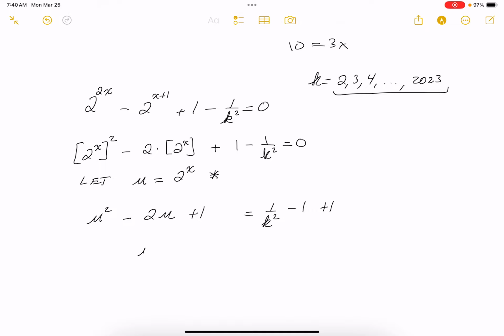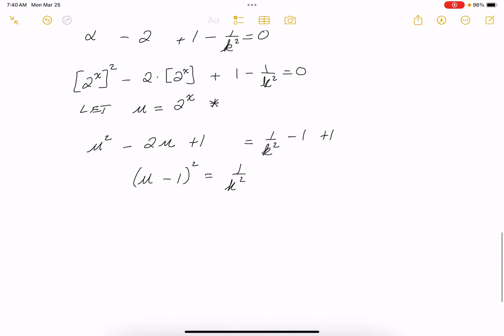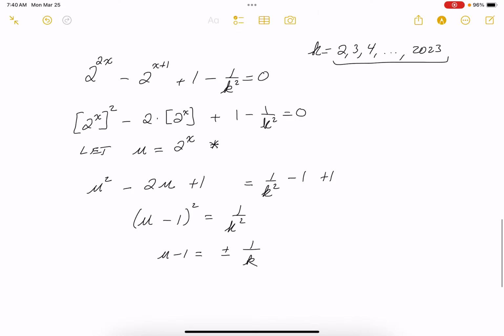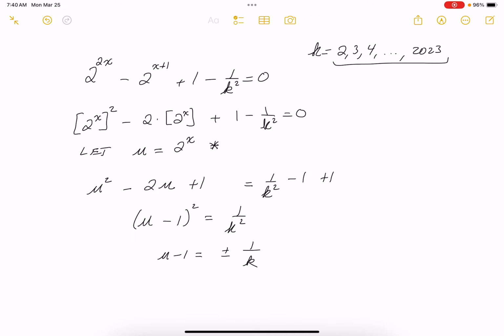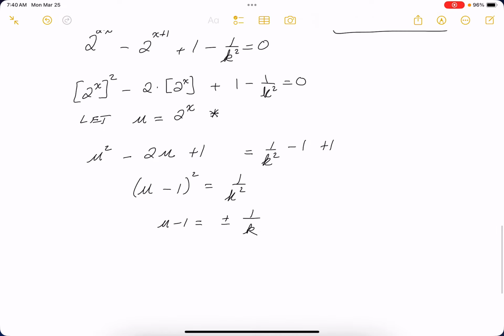So now what do I get? I get u minus 1 quantity squared is 1 over k squared. All right? Now, certainly, I'm looking at this thing, and I'm wondering what to do now, and it looks like I can solve for u, at least I think so. You're going to get u minus 1 equals plus or minus 1 over k. And by the way, k is an integer from 2 to 2023, so it looks okay. And then let's write this down over here, u is equal to 1 plus or minus 1 over k.